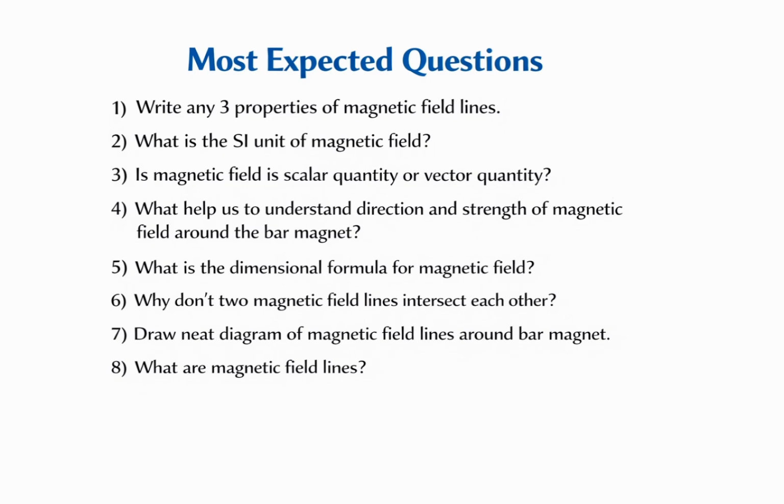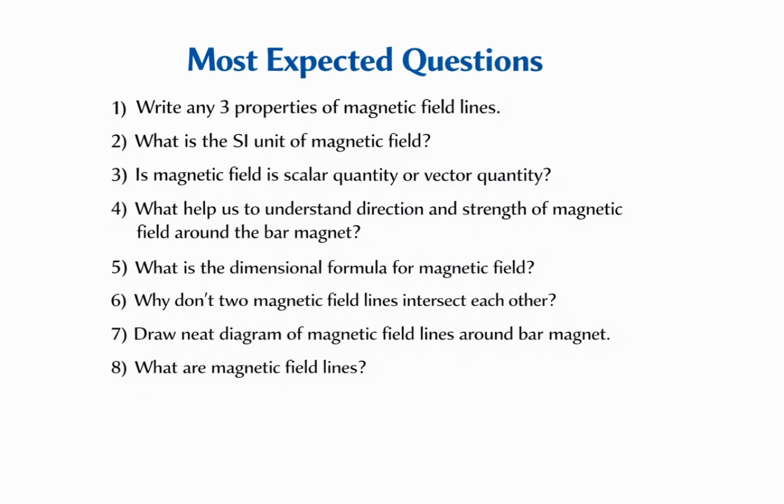Your second question is, what is the SI unit of magnetic field? The SI unit of magnetic field is Tesla. Is magnetic field a vector quantity or a scalar quantity? Magnetic field is a vector quantity. Why? It has both direction and magnitude.